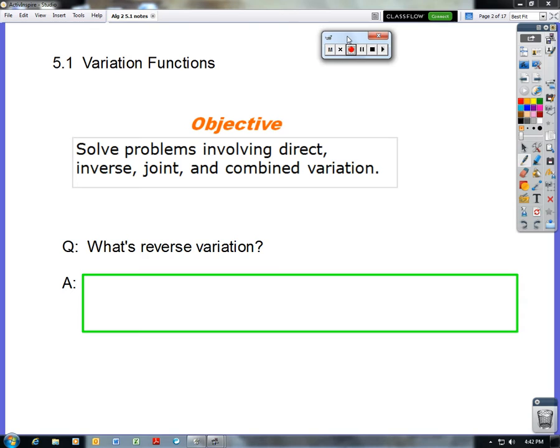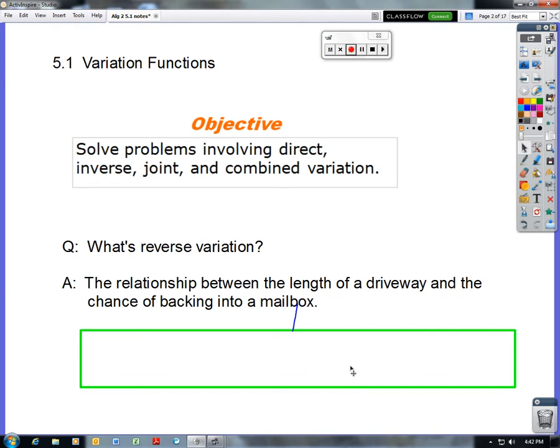And we start off with a joke. What is reverse variation? And the answer is the relationship between the length of a driveway and the chance of backing into a mailbox. Because you go in reverse.